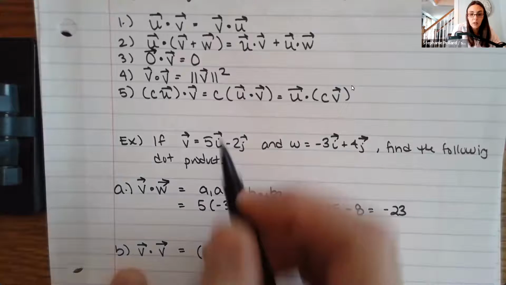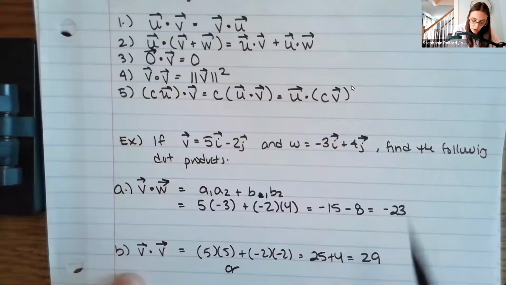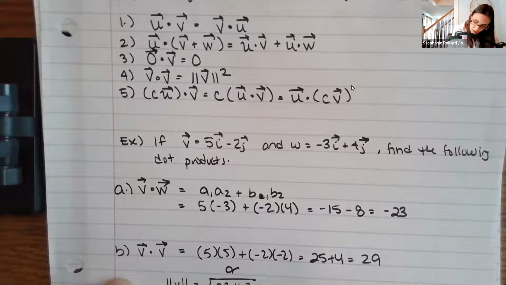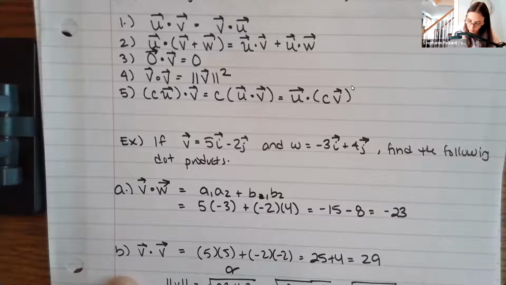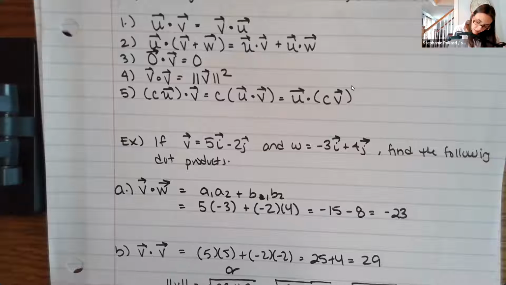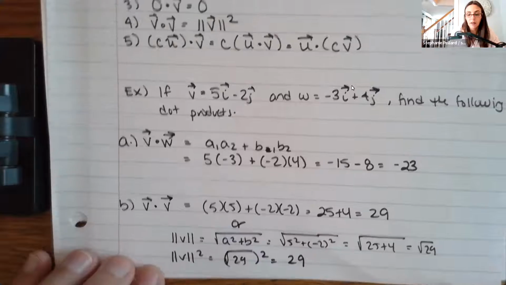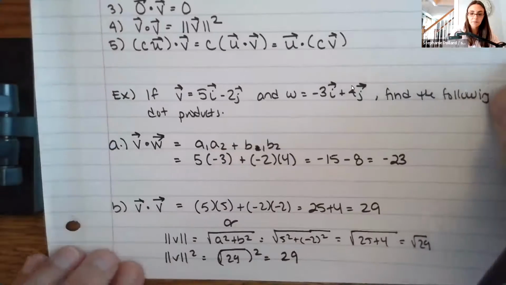If you want to use this little shortcut formula, well, first of all, the magnitude of v is the square root of a squared plus b squared. So a is 5, b is -2. So you have the square root of 25 plus 4, which is the square root of 29. And then when you square that, you do get that same value of 29 there. Sorry, let me move that up so you guys can see it.